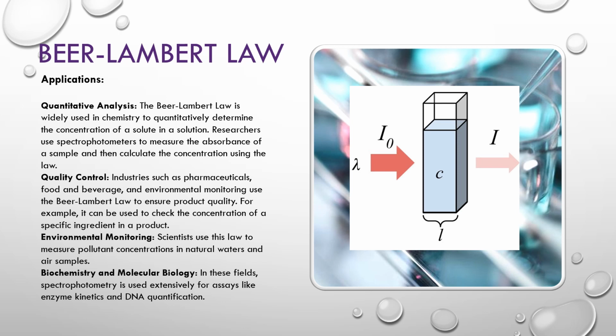Quality control: industries such as pharmaceuticals, food and beverage, and environmental monitoring use the Beer-Lambert law to ensure product quality. For example, it can be used to check the concentration of a specific ingredient in a product.